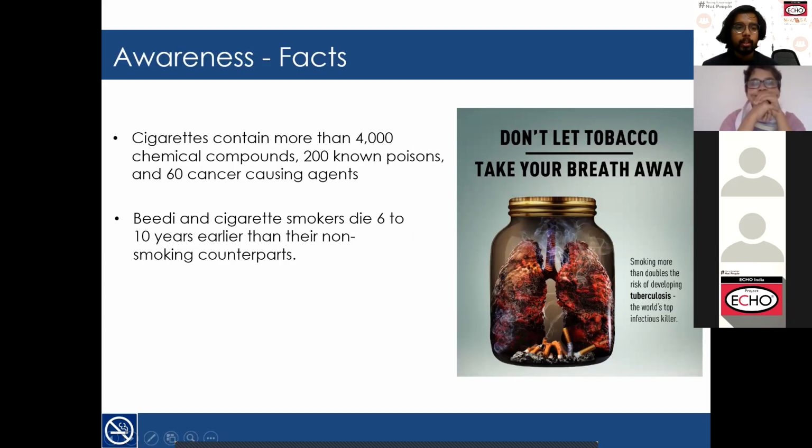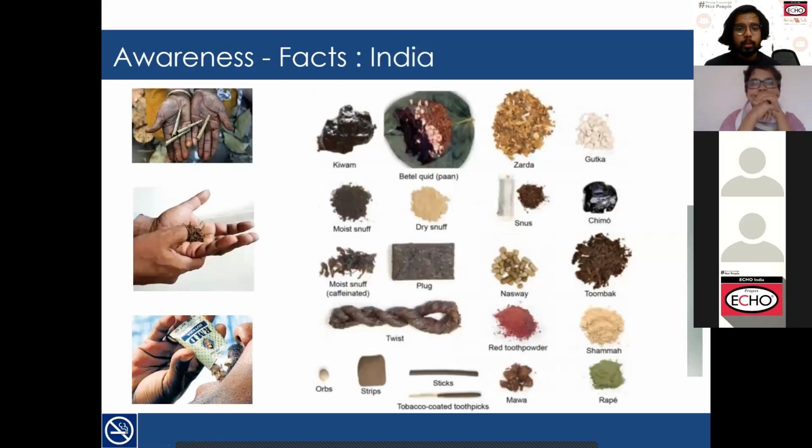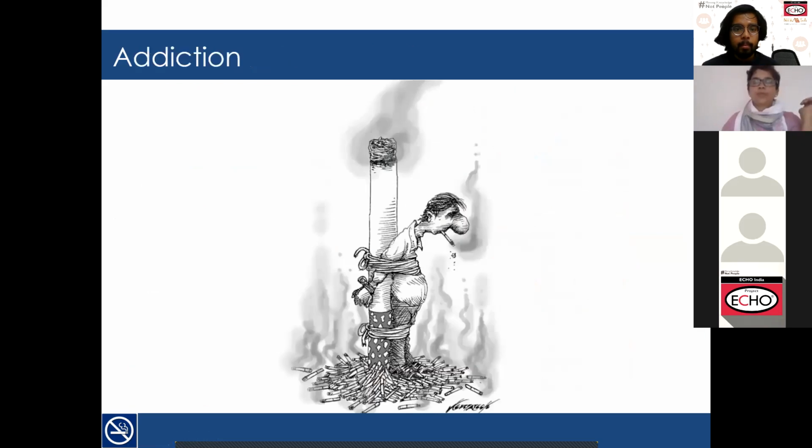Then we move on to how cigarettes have 4,000 known chemical compounds. Basically, we're stating numbers, straight out numbers to the workers so that it has an impact on them. 4,000 chemical compounds, 200 known poisons, that itself will set them aback. This is a slide which tells people that these substances have tobacco in them.